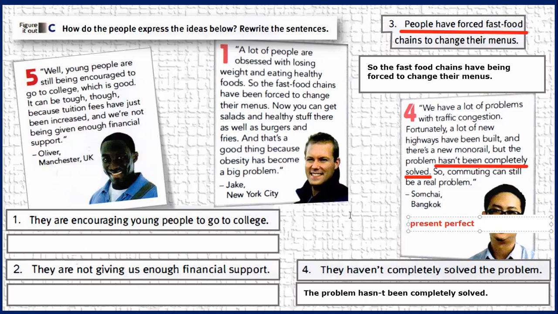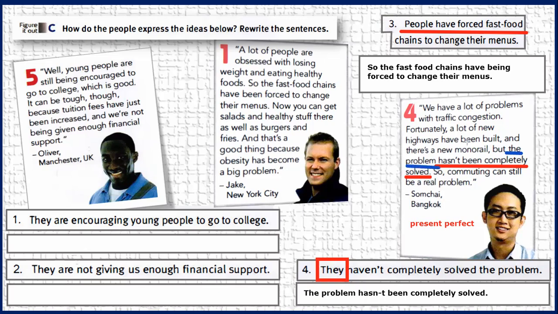Good. Okay? Now, in this case, we have present perfect as well. Yes, they haven't completely solved the problem. But in this case, we have a subject, a pronoun subject, they. But in this case, we also have the object. Let me change the color. Look at this. The problem.